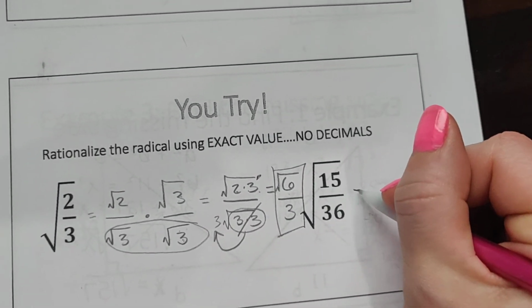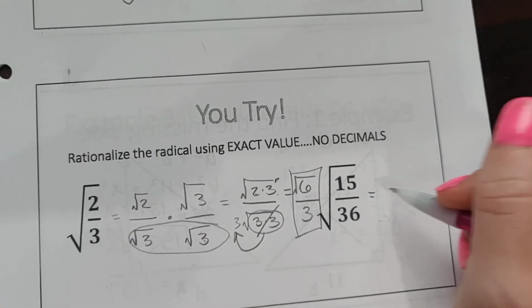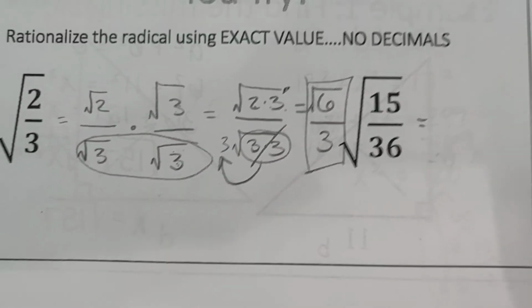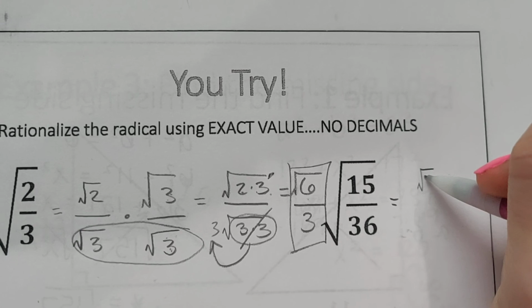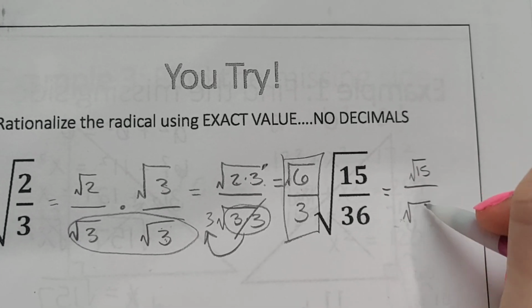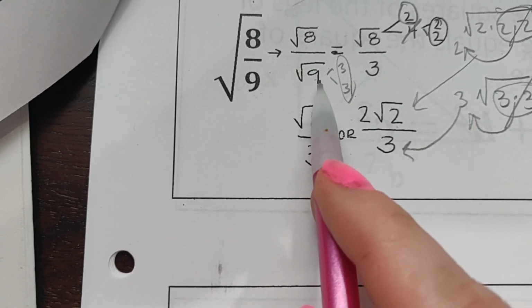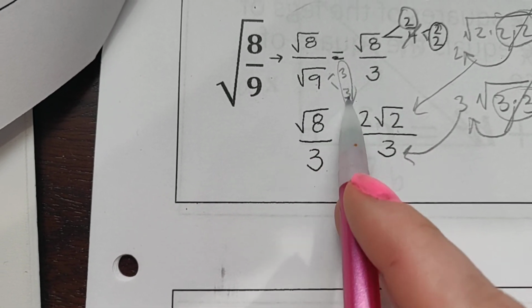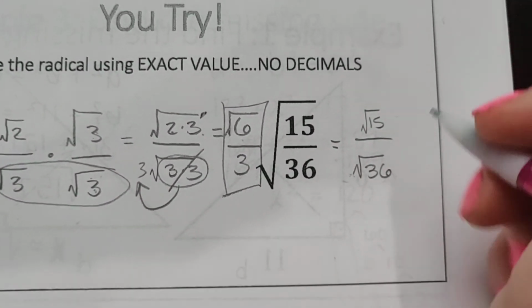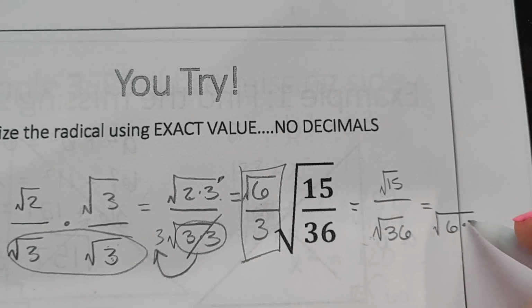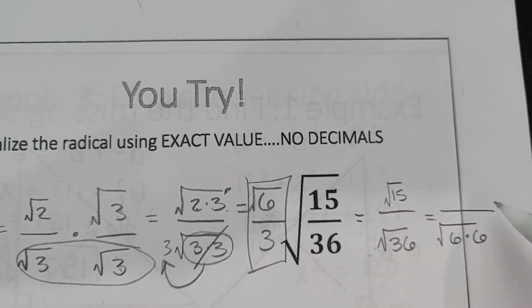Looking at the next example, this one's a little bit different. This one's actually very similar to what we did with this one up here. So I have the square root of 15 over the square root of 36. Now if you recognize that 36 is a perfect square, just like how 9 was here, it reduced into 3 times 3. 36 breaks up into 6 times 6. 6 times 6 is 36.